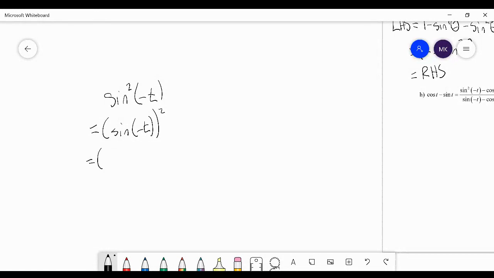Now, if you remember, we had those negative angle identities that we talked about in 7.1, and sine is an odd symmetry function. So sine of negative t is negative sine of t. And if I'm squaring negative sine of t, well, if we square a negative, it's just the positive. And so that just becomes sine squared t.